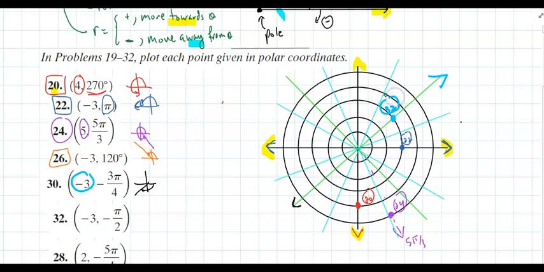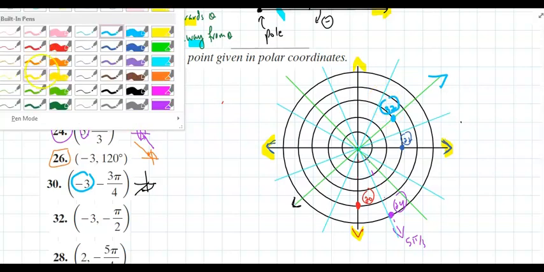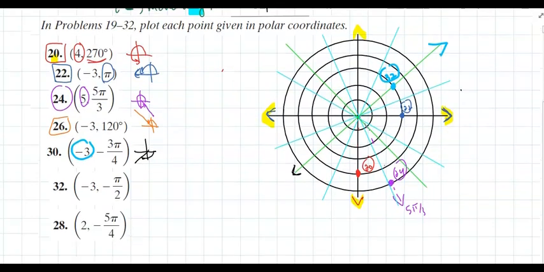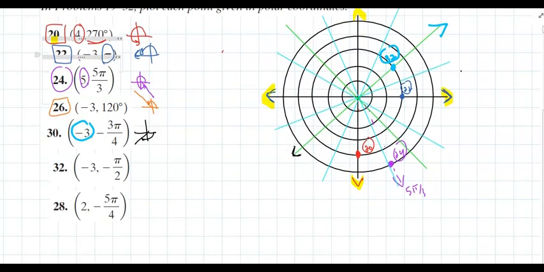You could do the same in the homework. You could go ahead and draw one of those circles and just do the whole homework on one of those. That's fine. On number 32, I need to know where negative pi over 2 is. That's right there. So now you're pointing in this direction. But since r is negative, you're going to move in the opposite direction 3 units. And this would be number 32.